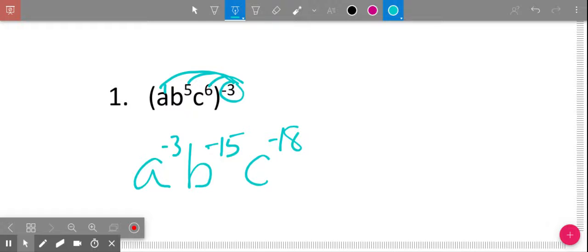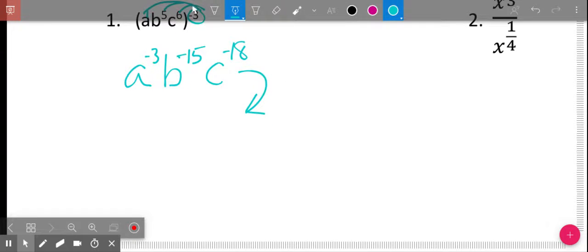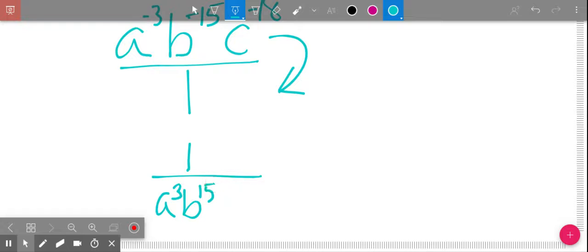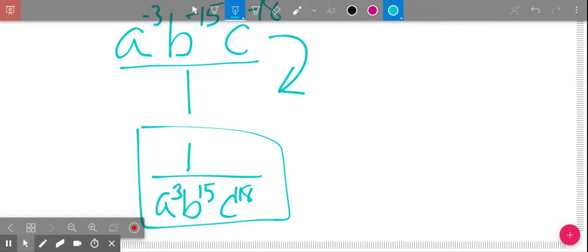Now, once I have this, I have to simplify it a little bit further because all of these have negative exponents, so they have to move to the bottom or the denominator of a fraction. Remember, this is really over 1, so everything with the negative exponent has to move. So now we'll have 1 over a to the positive 3, b to the positive 15, and c to the positive 18. All right, and then that will be my final answer.